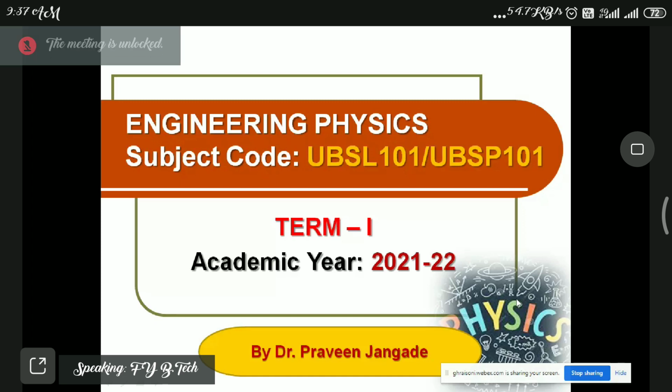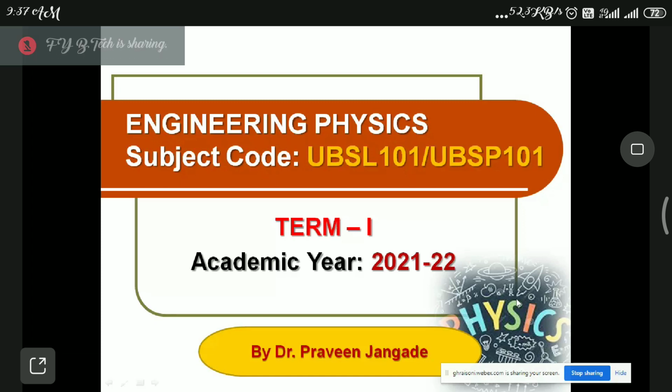Then the third instruction is related to your TAE. The TAE notice has already been circulated. That is your extracurricular, and the topic has also been mentioned. So please start your preparation for TAE. Today is the 13th, right? The 15th is the last date.